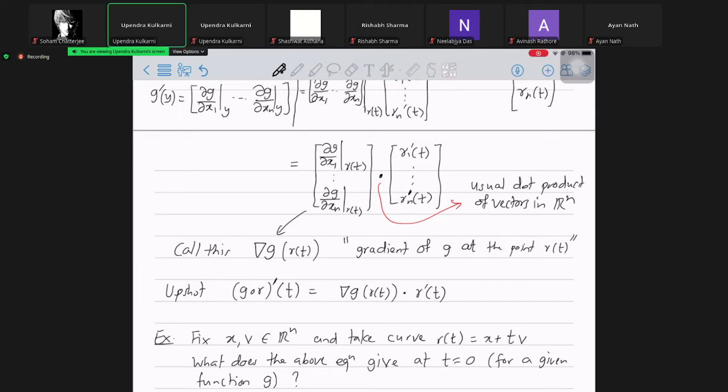R2, remember I'm doing G composed with gamma. So let me make that explicit. G is a function from Rn to R. So G composed with gamma is what kind of function? Remember, G composed with gamma means first do gamma, then do G. R2. So it's just an ordinary real valued function, right?